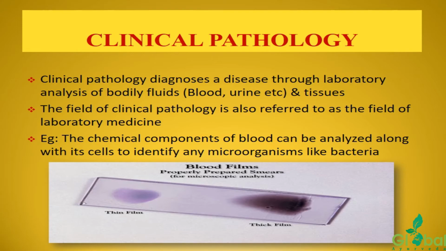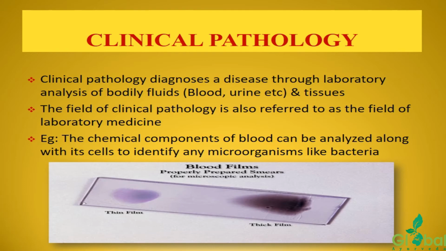For example, the chemical components of blood can be analyzed along with its cells to identify any microorganisms like bacteria. So we go for a complete blood count, CBC. The complete hemogram we analyze with respect to RBC, WBC and platelet counts: is it varying or not, is it within the normal range or not. Hb percentage, MCV, PCV, MCHC, and the other differential parts we should also analyze under the normal complete blood count list.